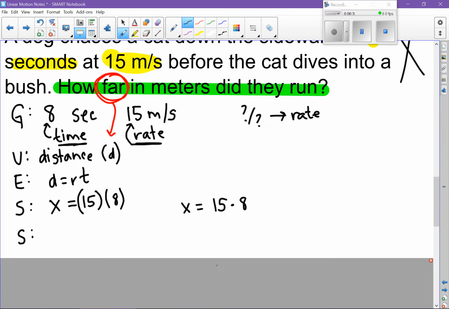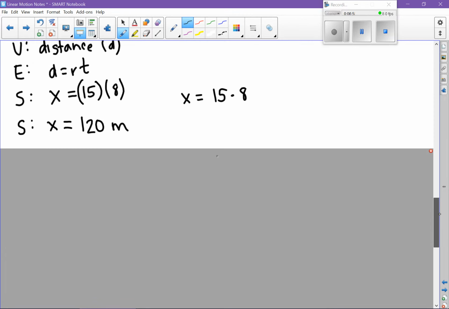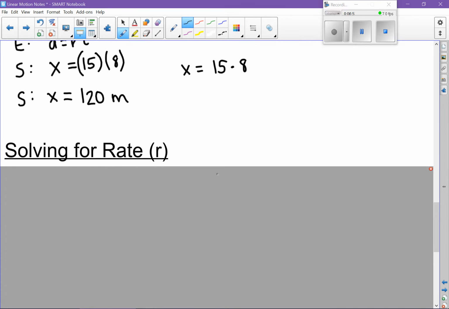Alright? To solve this, you basically just need to multiply those two numbers together, and when you do that, you get x equals 120, and the distance is measured in meters. Alright, so that's your first DIRT example. We just solved how far did they run. Notice that we didn't read the question that much, just used this guess, and it's going to make your math a lot easier. So let's try another one.